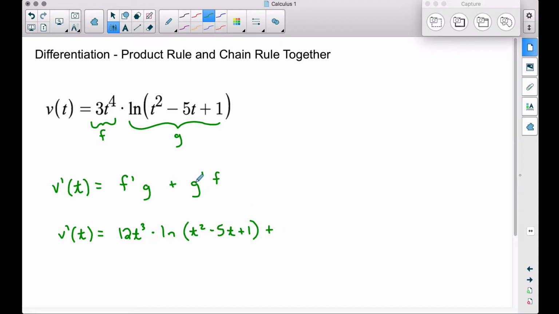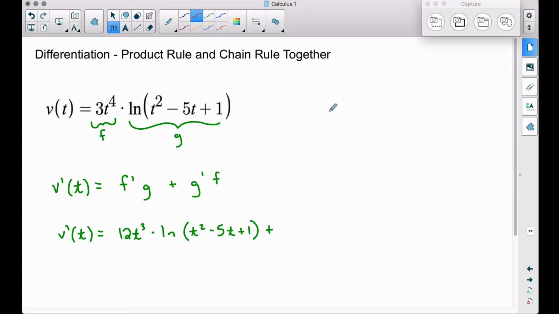plus, now we take g prime. Well, what I want you to notice is that g is actually a composition of two functions. We have the natural log function, which I call my outside function. Then we have this quadratic here, t squared minus 5t plus 1, on the inside.